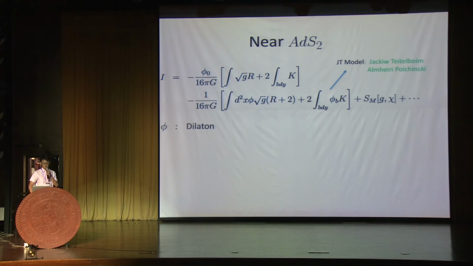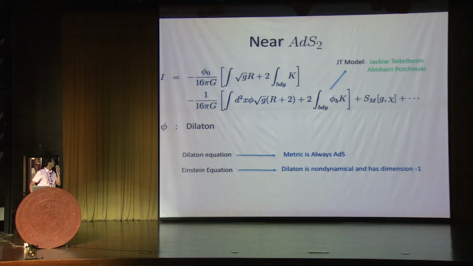Next, let's consider near-AdS2, which can be thought of as arising from near-extremal black holes. So we have extra dimensions. The size is the dilaton field. Here we introduce the simplest model, the Jackiw-Teitelboim model, with action phi times (R plus 2). So variation of phi gives us R plus 2 equals 0. The metric is always AdS2. And then we have the Einstein equation, which is a linear equation on the dilaton field, which essentially tells you the dilaton is non-dynamical and has dimension minus 1.